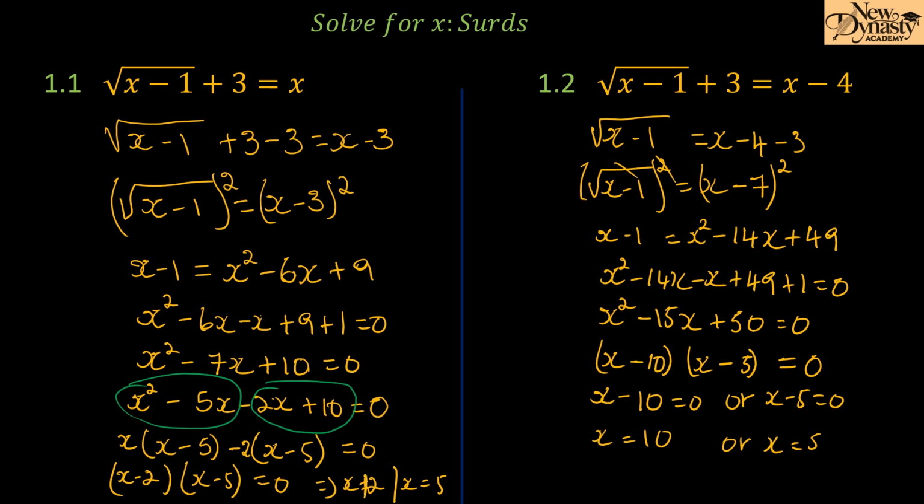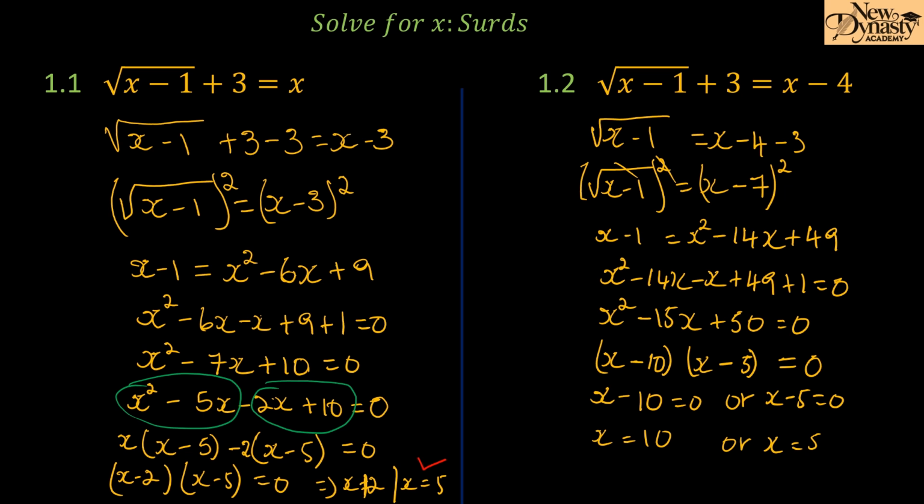So you take 5 and substitute in the original. You're going to have 5 minus 1, which is 4, and the square root of 4 is 2, and 2 plus 3 is 5, and on the right hand side your x is equal to 5. So it means then that this is the only solution that we have in this case. Then checking the second one.